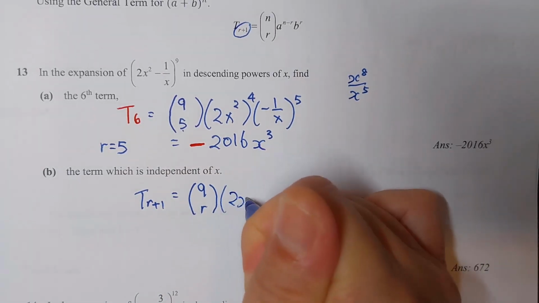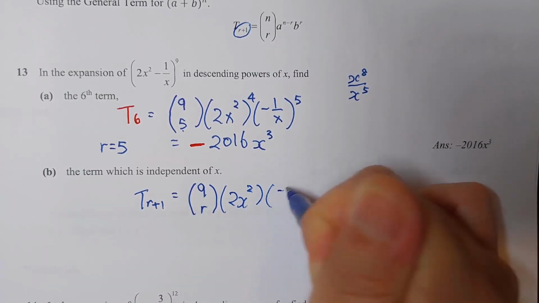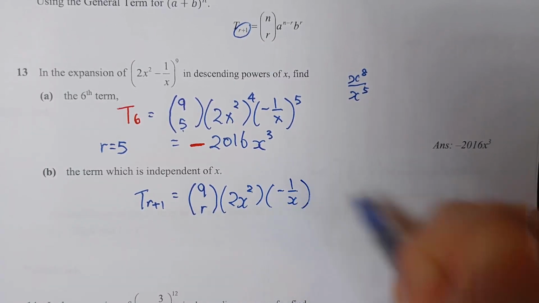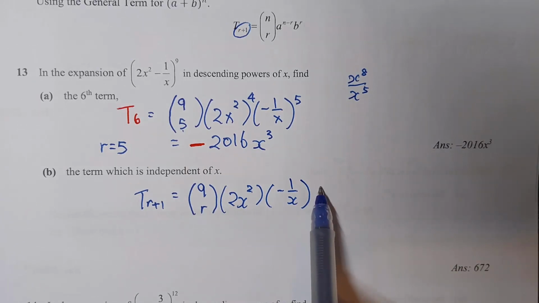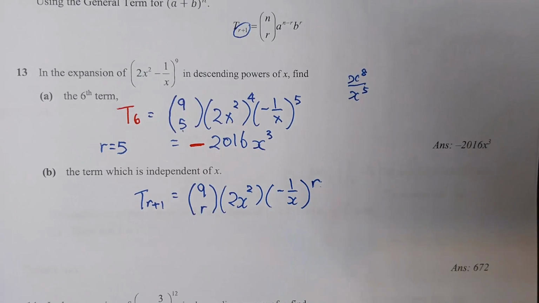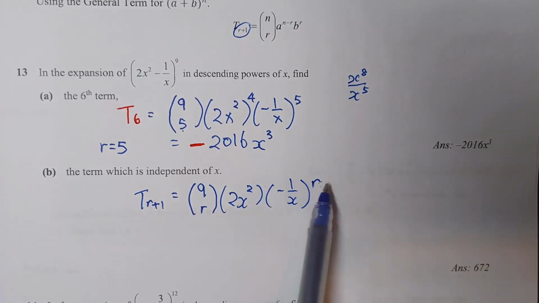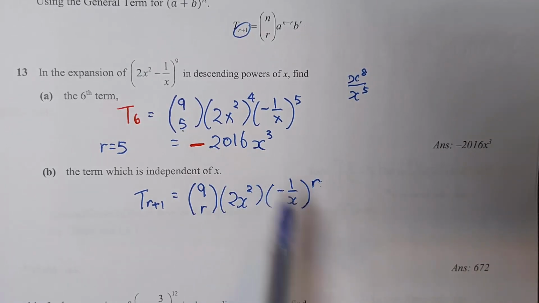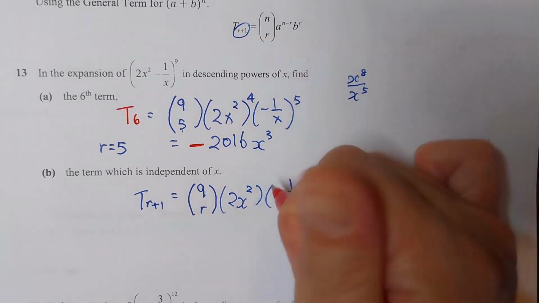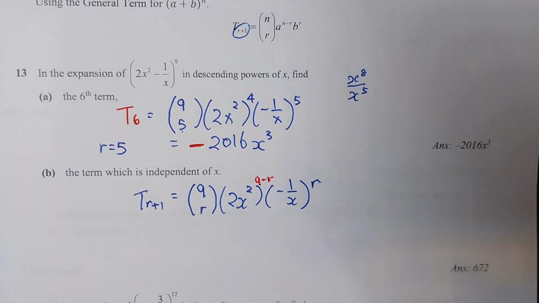So the a value will not change. The b value will not change. But because I do not know what is the value of r, I will leave this as r here. These two must add up to 9, right? So this must be 9 minus r. I write this in red because it's something new for today.